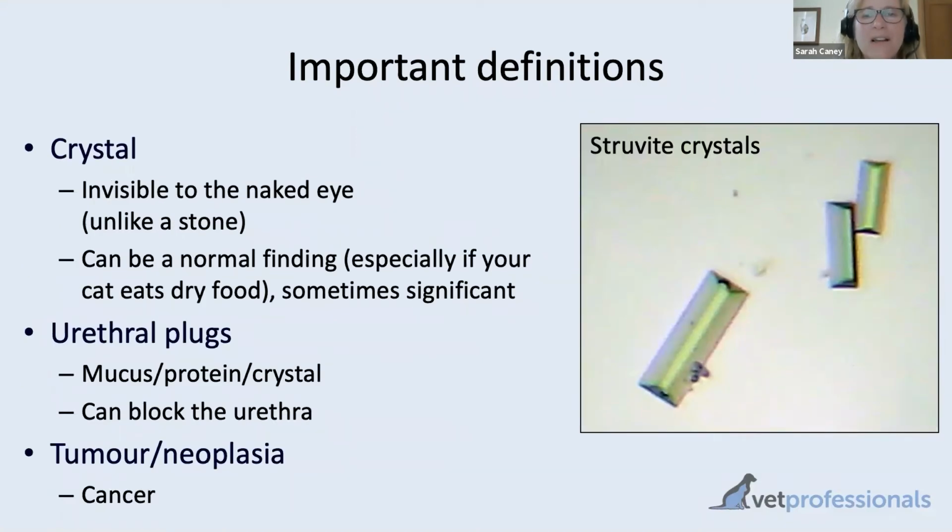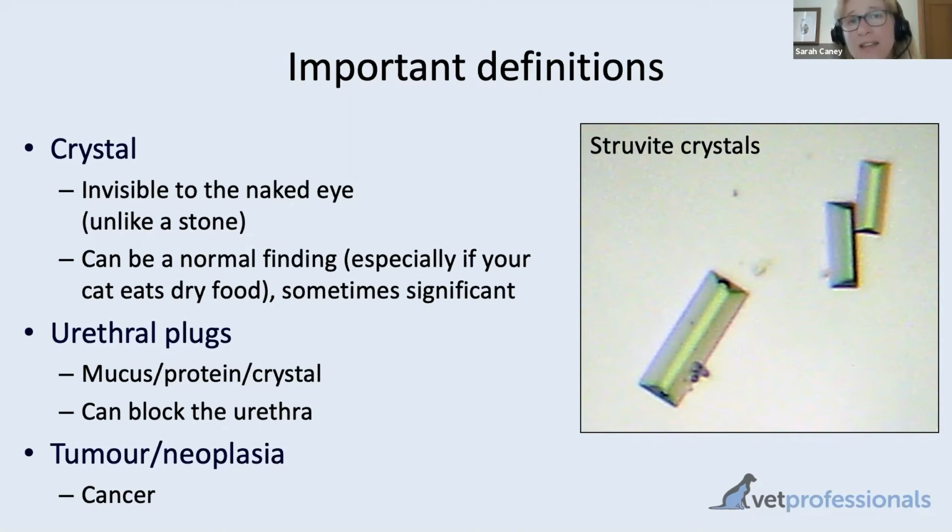And then we have the last few definitions here. Crystals: if you've had a cat with urinary tract disease, you may have heard your vets, or read about, crystals in terms of their relevance in this situation. They are microscopic, so we can't see crystals with the naked eye. We look at them under the microscope, and the picture on the right shows the most common urine crystal, called struvite, or magnesium ammonium phosphate, as it looks under the microscope. So they're not visible to the naked eye.